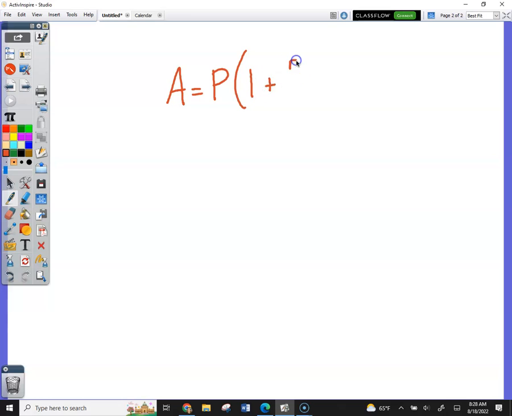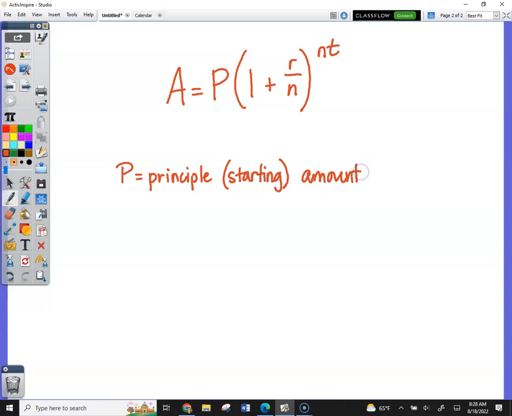P1 plus, and then is it NT? Compounded one? Does it say compounded? Yes.